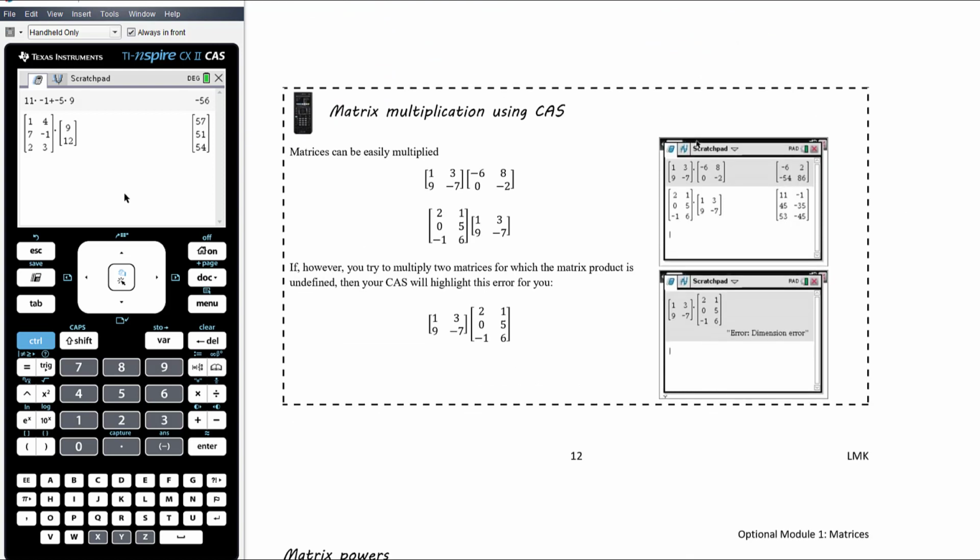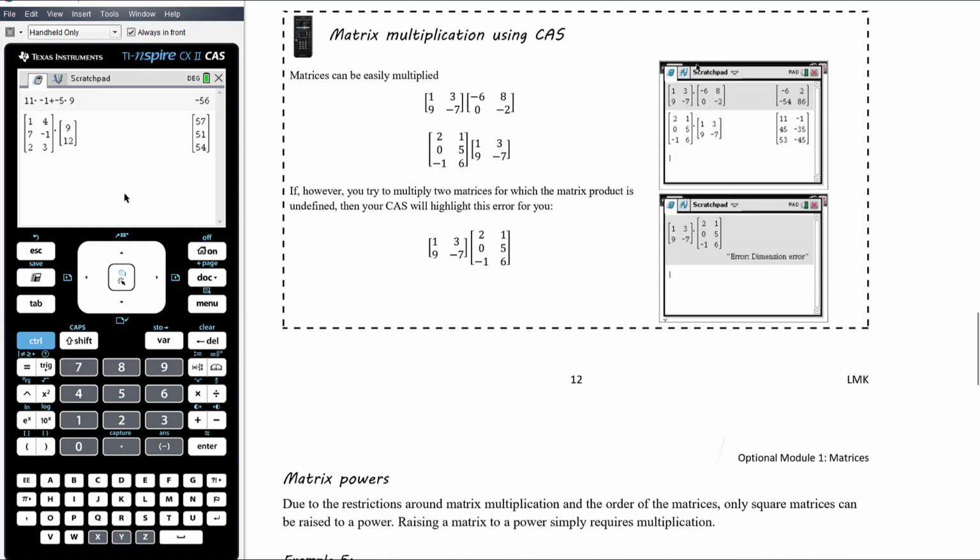We can easily do multiplication on the CAS. I've already shown you one of those. If you try to multiply two matrices where the product is undefined, you'll get that same error we've seen previously, dimension error. There's a problem with the dimensions in trying to multiply those two things together.